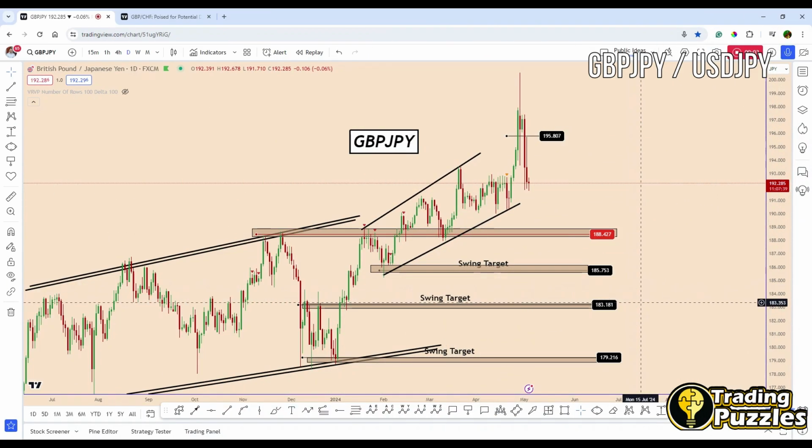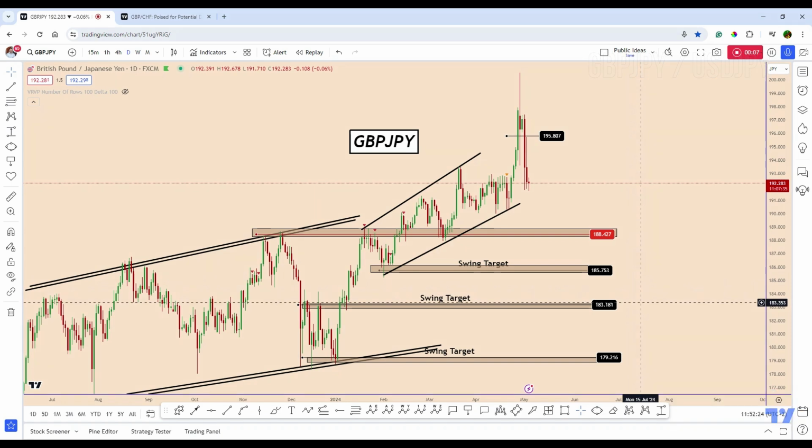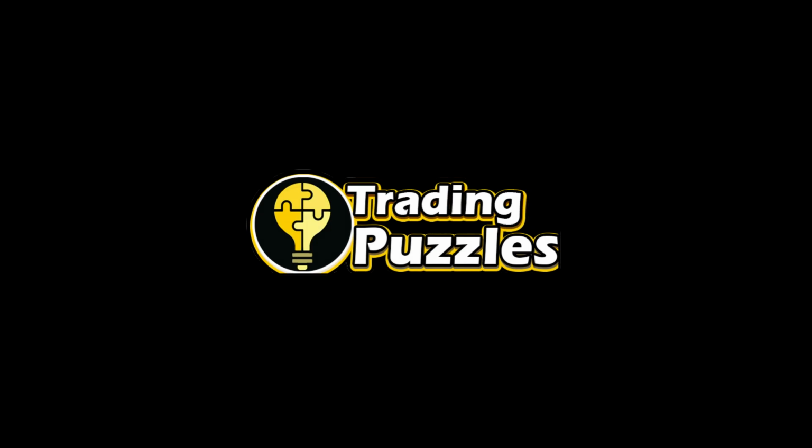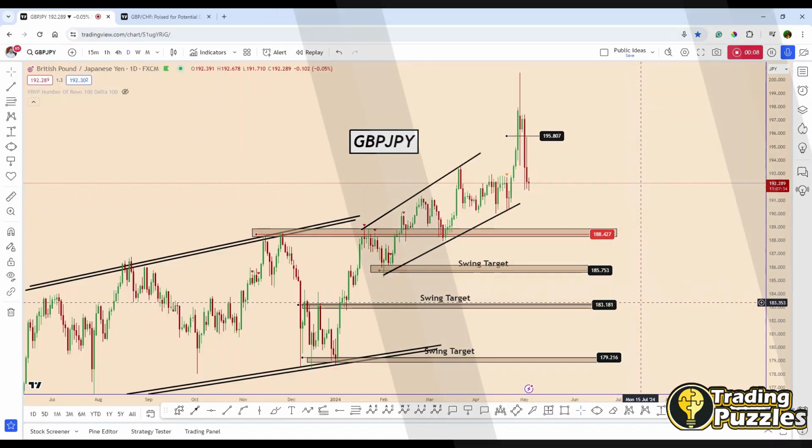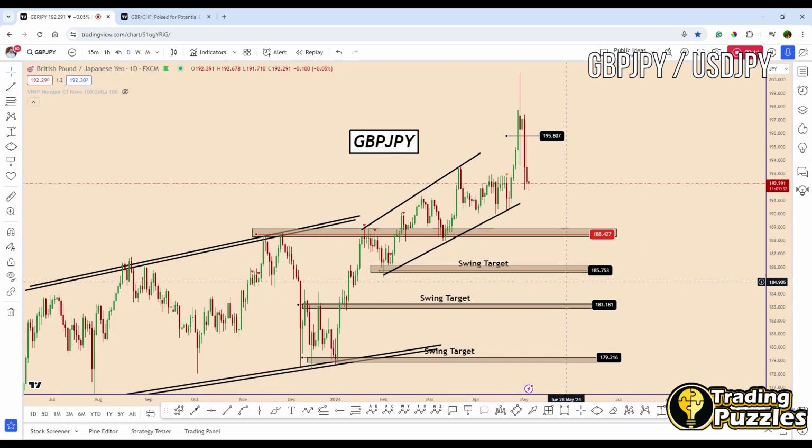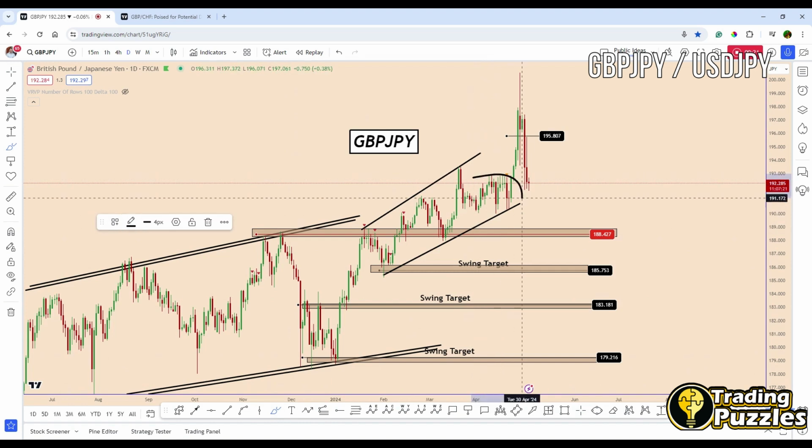Today I will share with you GBP yen and USD yen from a multi-time frame perspective. So let's begin. The first one is GBP yen. We have seen this analysis also before. When I updated this analysis, the price was moving in this area here. This was the zone where the price was developing.